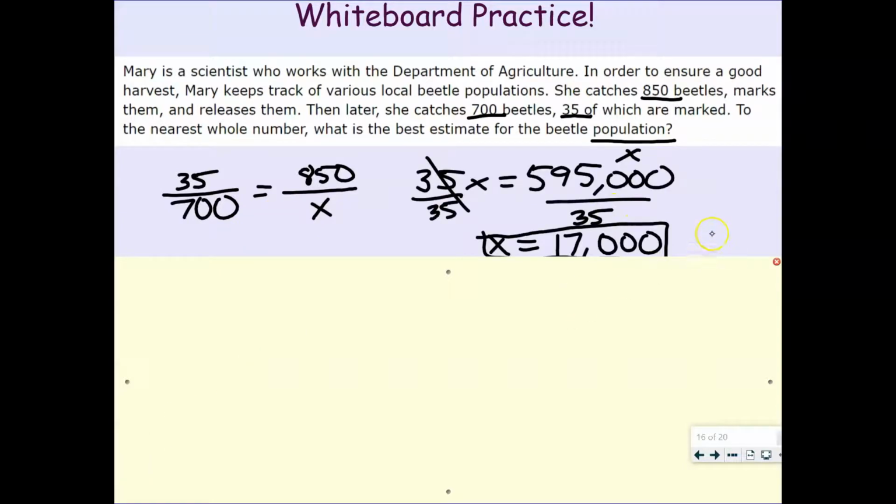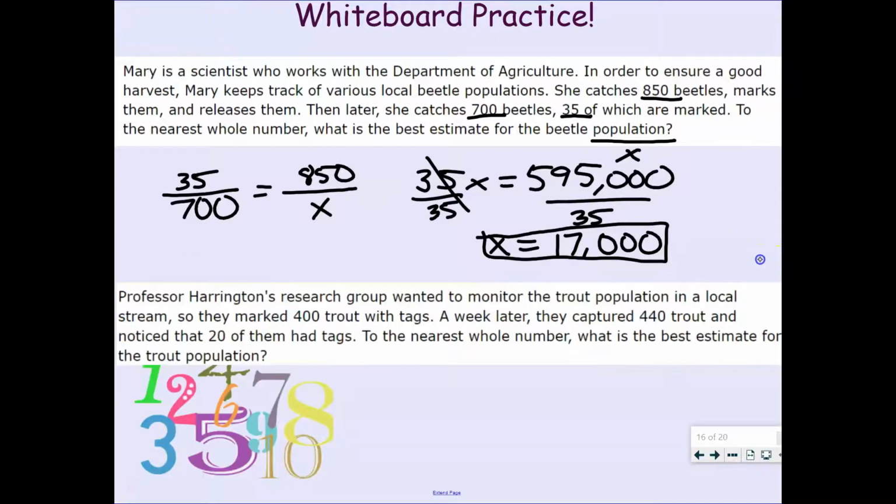All right, let's check in on how you did. So 35 times X is 35X. 700 times 850 is this business here. Divide by 35 on each side to get X by itself, and you should have gotten 17,000 beetles as your answer. All right, let's try one more of those IXL ones.